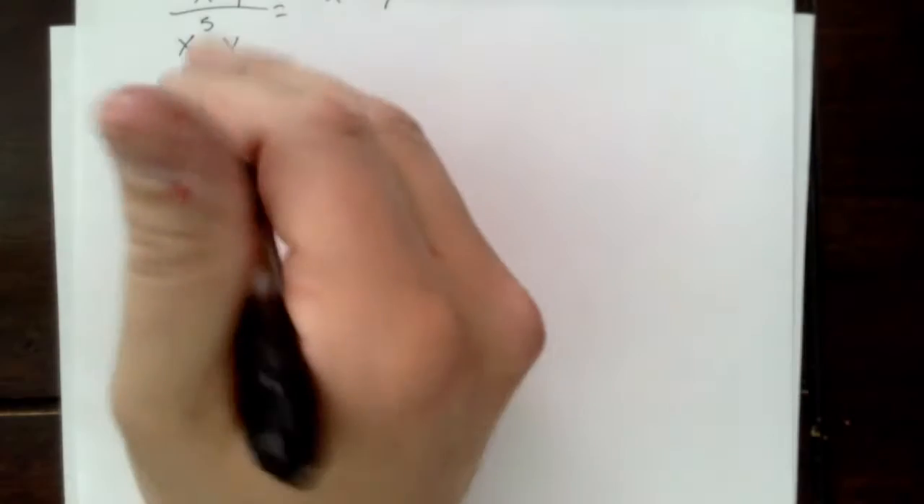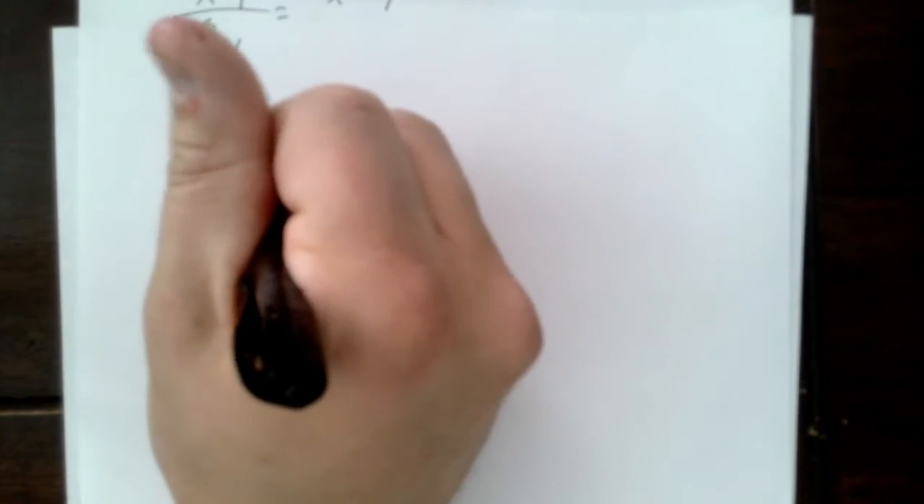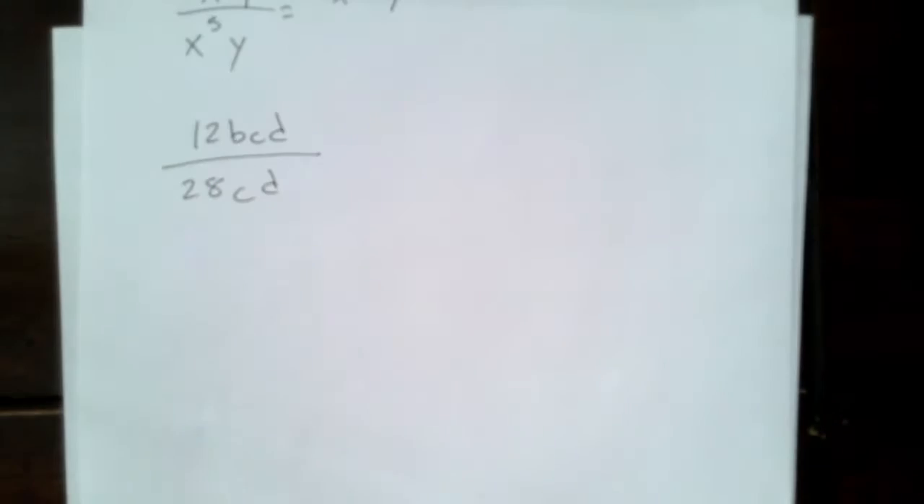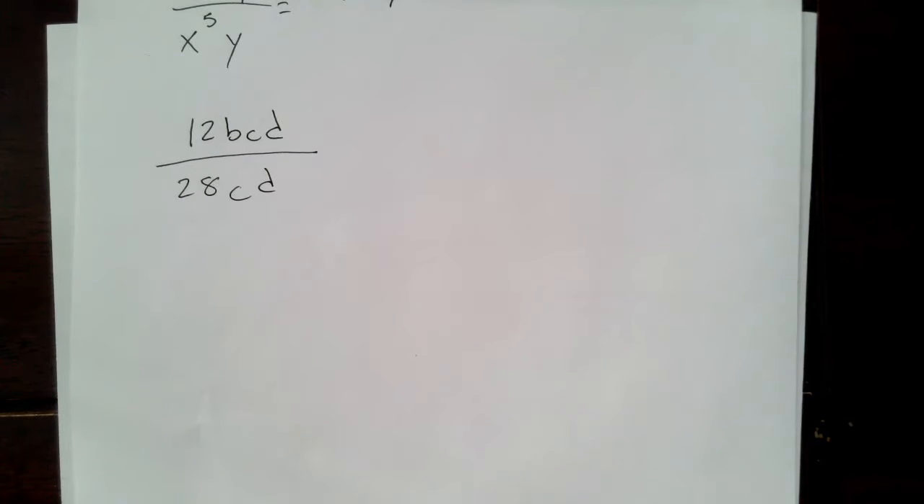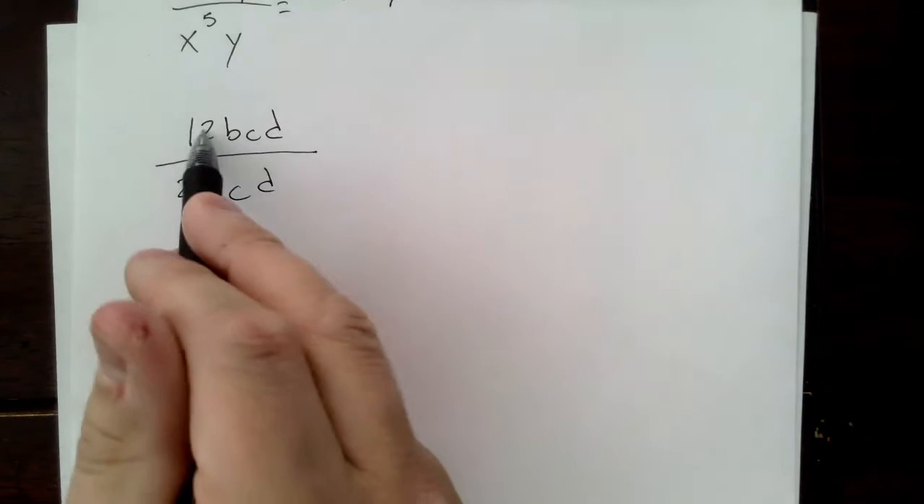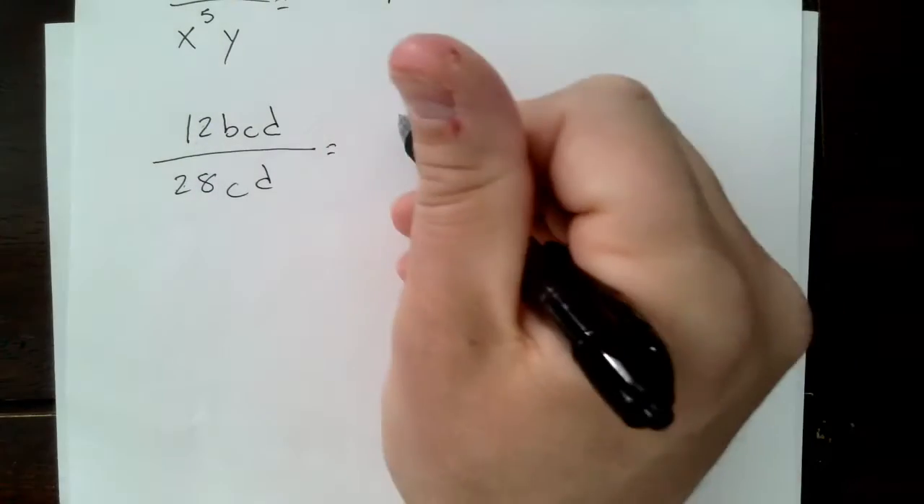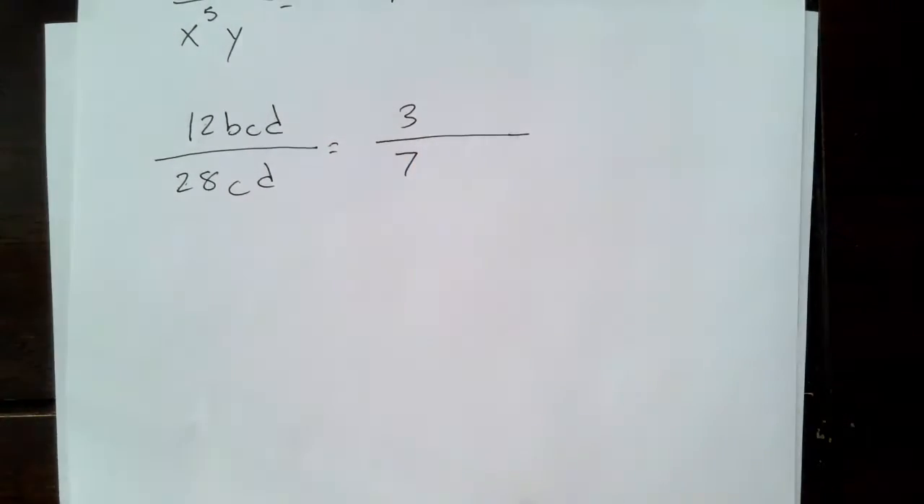Okay, so let's get to some problems here you're going to see that are kind of tough. So if I have 12bcd over 28cd, first thing you're going to have to do is reduce the fraction. So the first thing we're going to do is just look at the fraction and reduce it. Well, what number goes into 12 and 28 both? Well, 4 goes into it, so I know that fraction is going to reduce to 3/7.